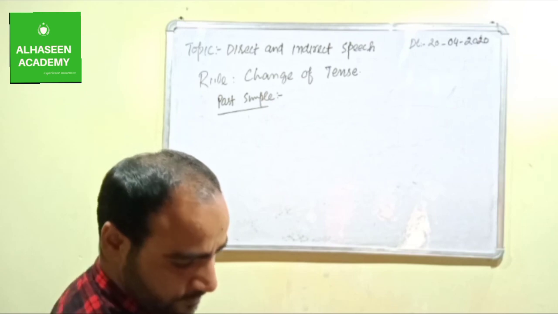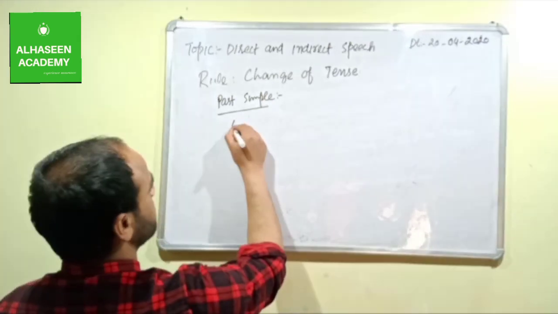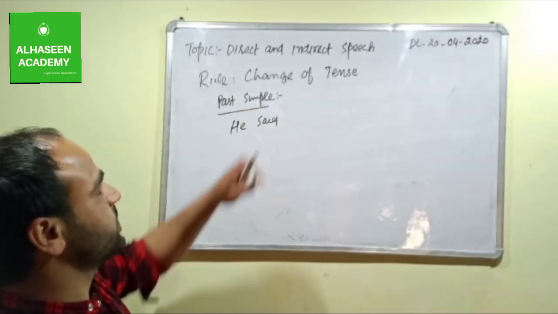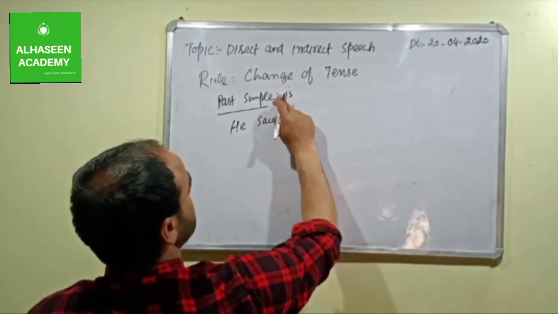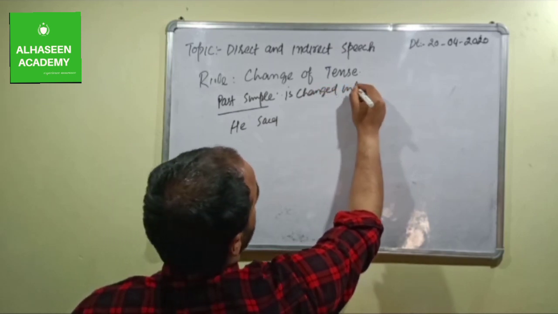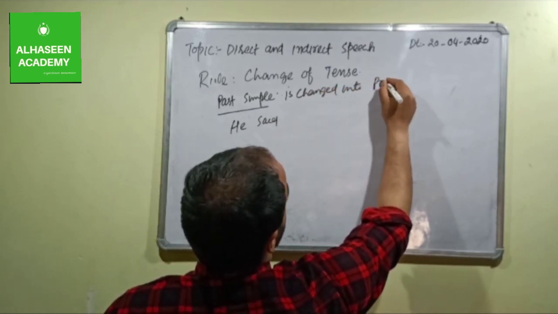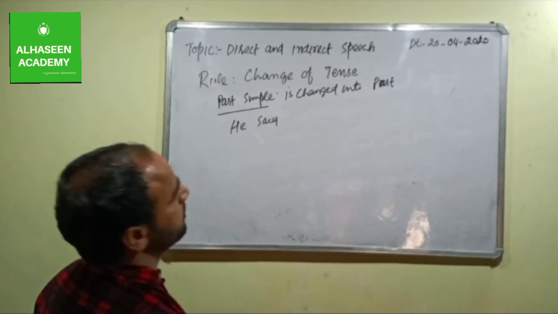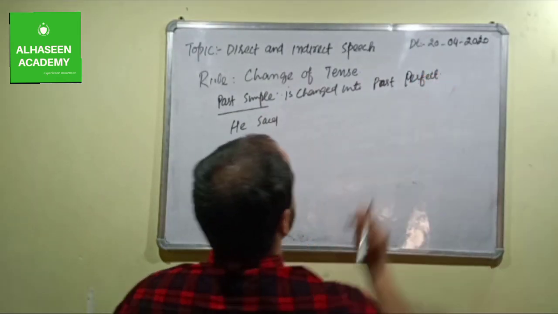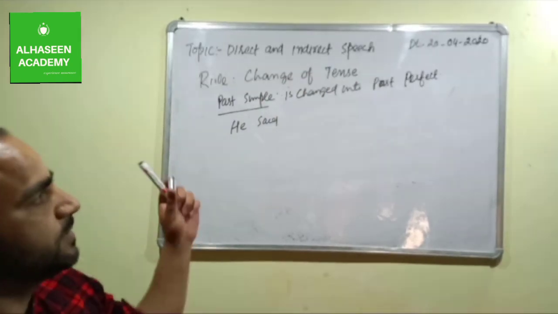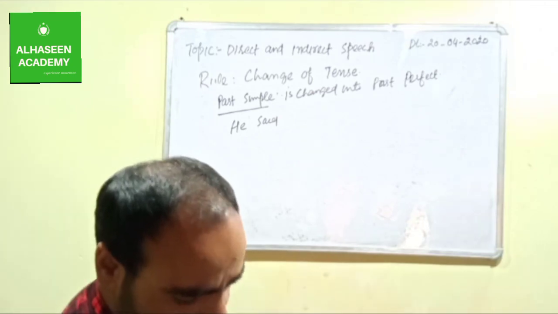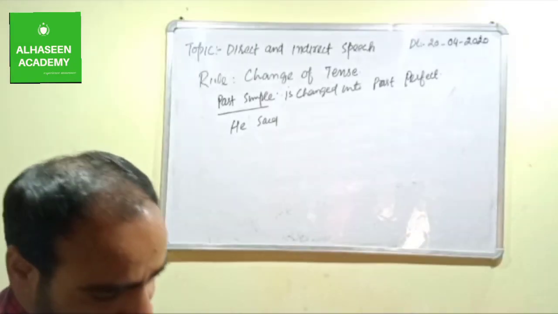Okay, he said. So first of all we write here: past simple is changed into past perfect. If you have any example in the past simple, you can change it directly into past perfect. So we'll have some examples here.